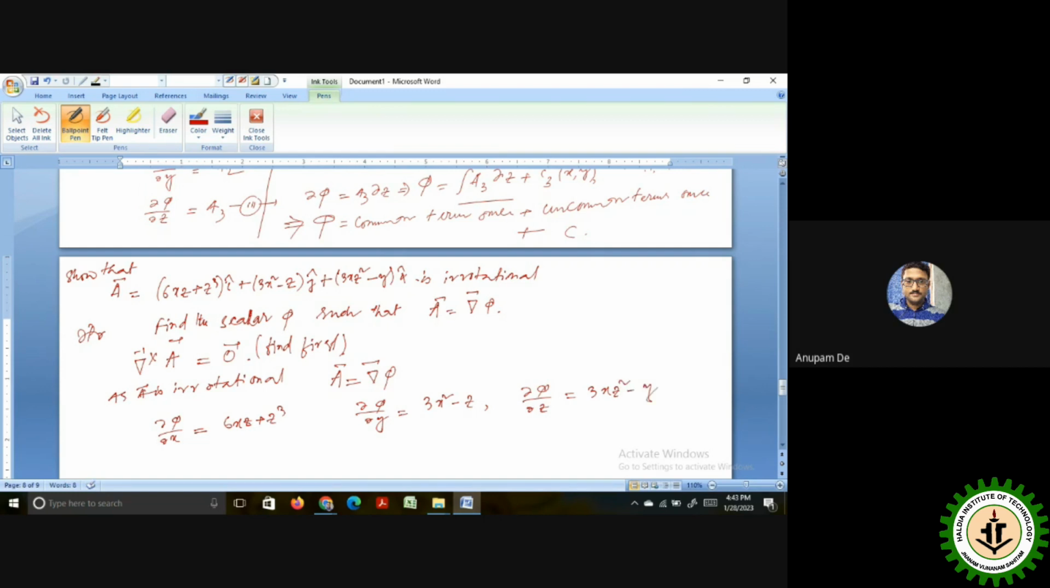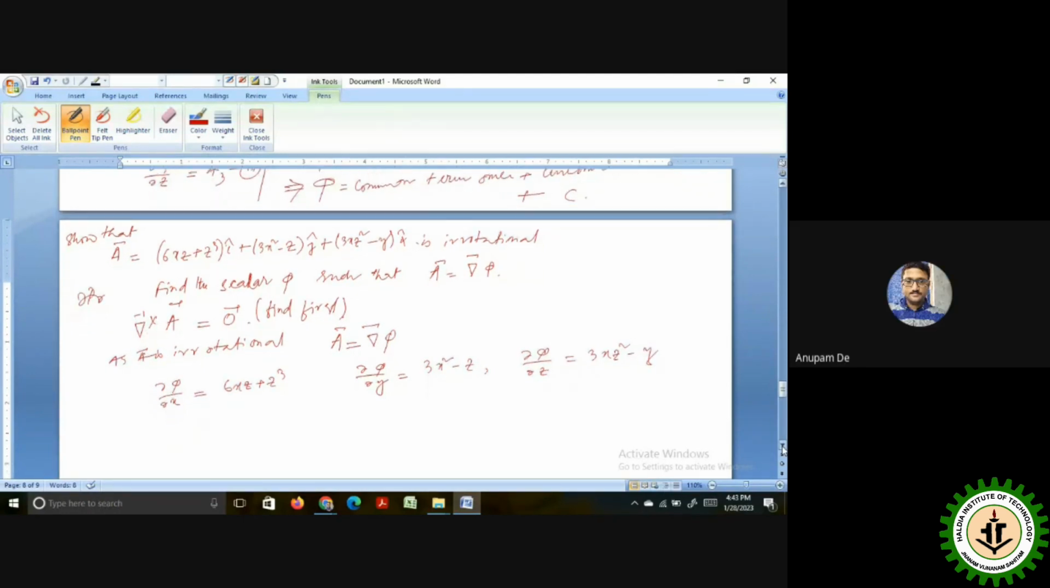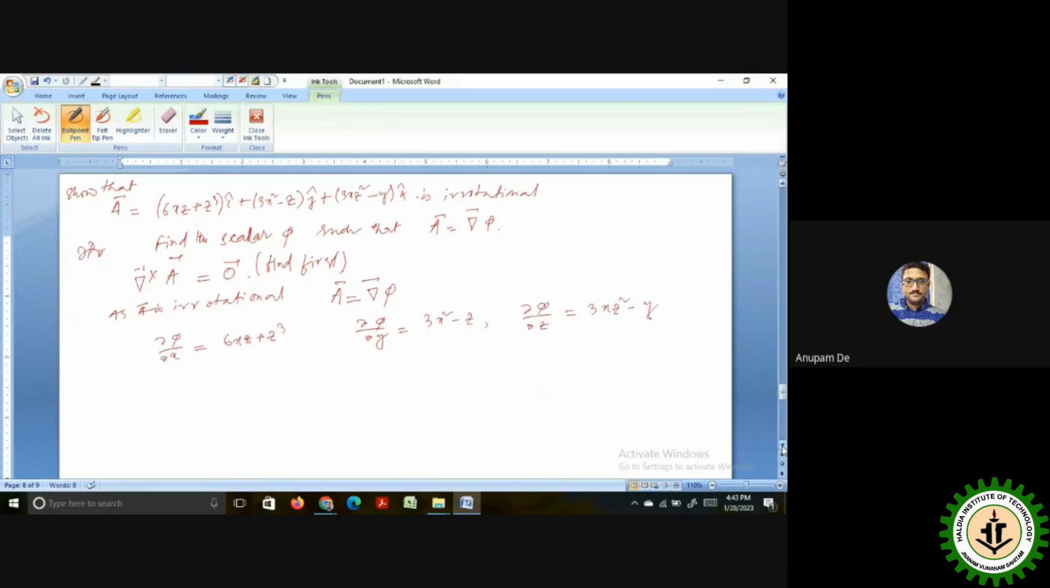Sir, where will be the constant part? Wait a bit. There is no constant, till now there is no constant. Now whenever you will be integrating, because here we are doing partial integration, these derivatives are partial derivatives.